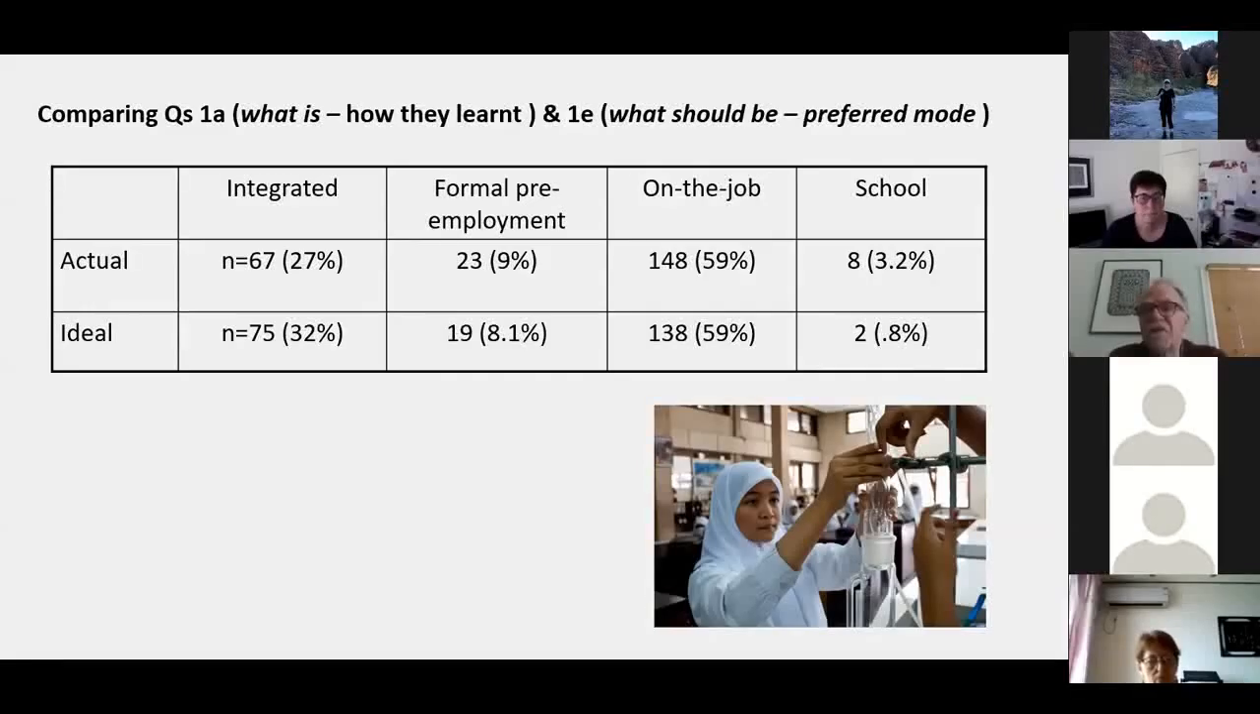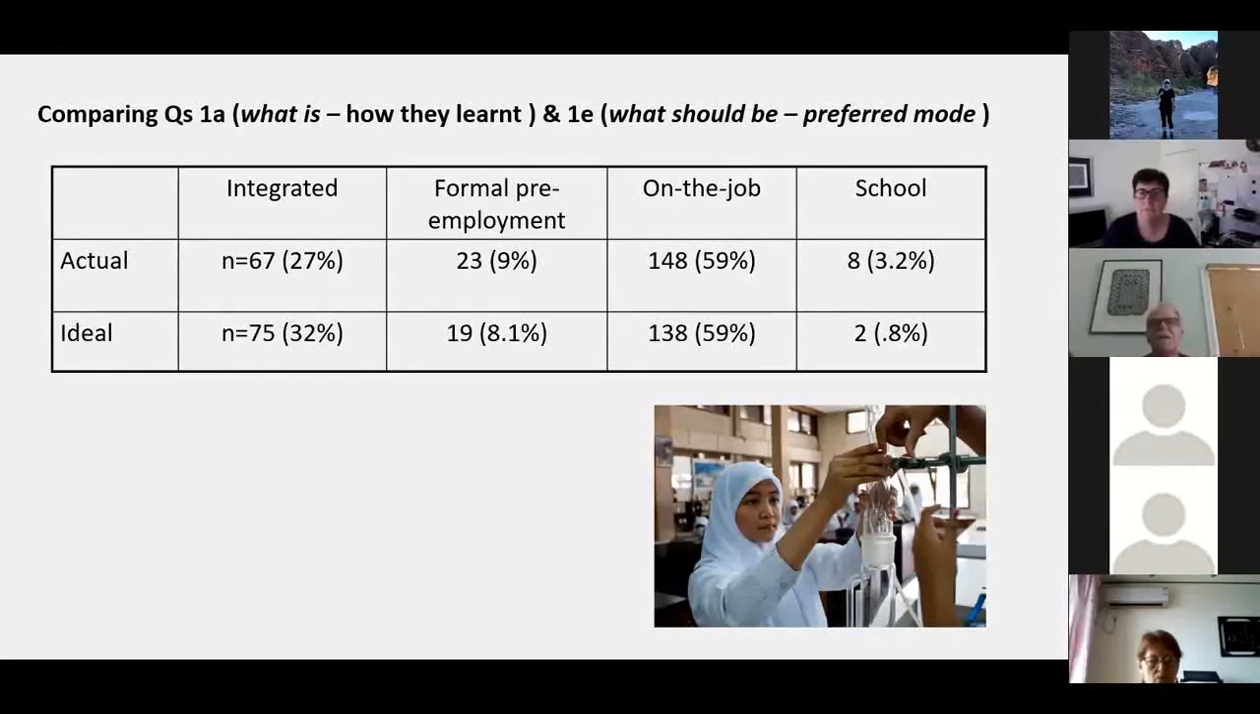And you'll see, for instance, that there are tiny numbers there, but going from school straight into the workplace wasn't seen as being ideal, whereas the formal pre-employment one was seen as being about similar between actual and ideal. And then with the integrated approach, a greater percentage of people thought that was ideal rather than the actual people that undertook it.